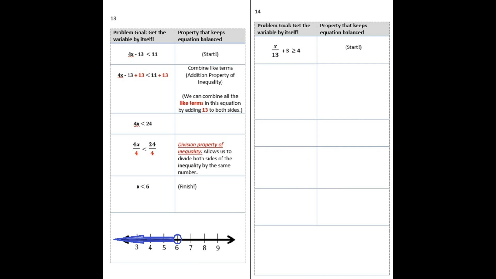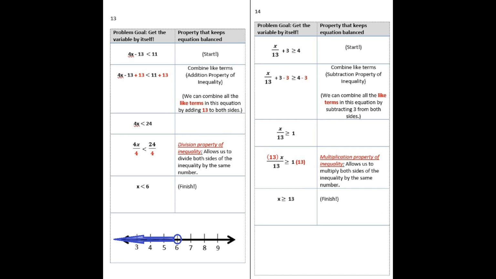All right, now with 14, we change one thing. We have x divided by 13 plus 3 is greater than or equal to 4. And I'm showing these to you side by side so you can kind of compare. X divided by 13 plus 3 minus 3 is greater than or equal to 4 minus 3. That's the subtraction property of inequality. You combine your terms by subtracting 3 from both sides. And then you have x divided by 13 is greater than or equal to 1.